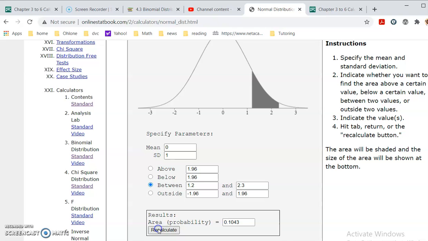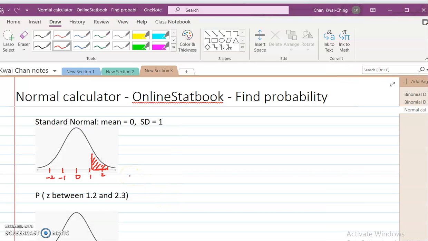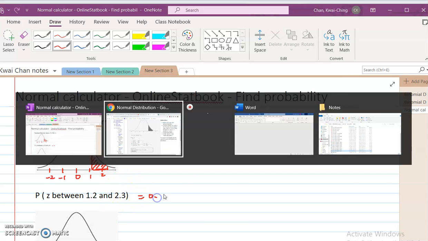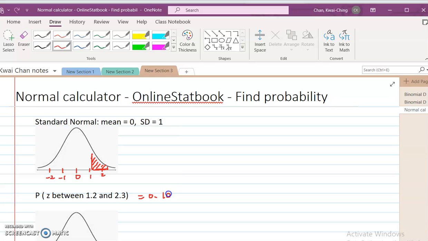And then you choose recalculate. So remember to hit recalculate. The probability over here was what was left over from last time. So once you change anything, you click the between or whatever option you want. Then the result is 0.1043.